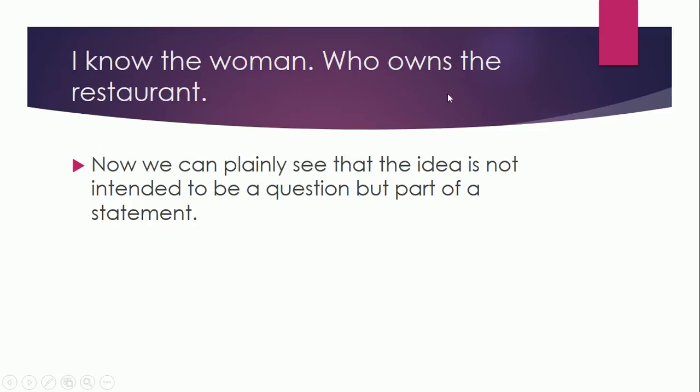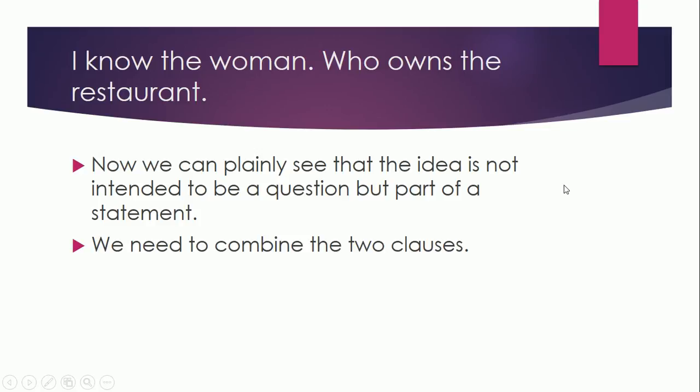So in the context, it means something else. And here it is in context. I know the woman who owns the restaurant. So I think we know what's going to happen. This is going to be the independent clause. It can stand alone. I know the woman is a complete sentence. But who owns the restaurant, because of where it is, because of the context, it is a dependent clause, and it's an adjective clause too. So it's pretty easy to fix.